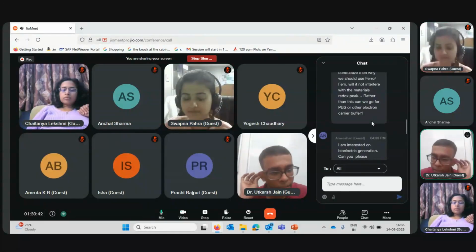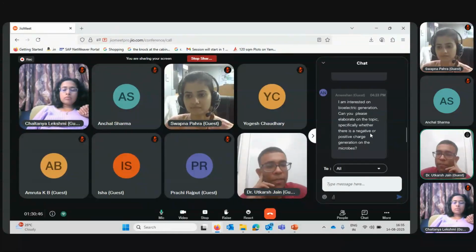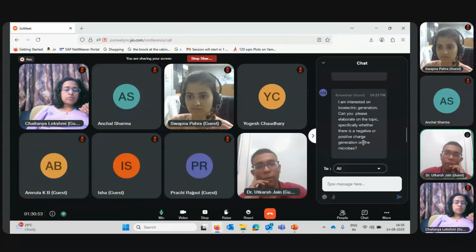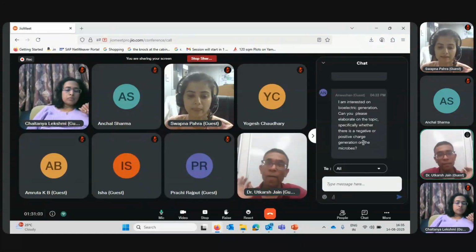I am interested in bioelectric generation. Can you please elaborate on the topic, specifically whether there is a negative or positive charge generation on the microbes? So what we have been working on, we have figured out that Uttarakhand is a region with a lot of biodiversity, and there are certain electrogens, electricity-generating species, which are not touched till now. So that's why we are creating a library.